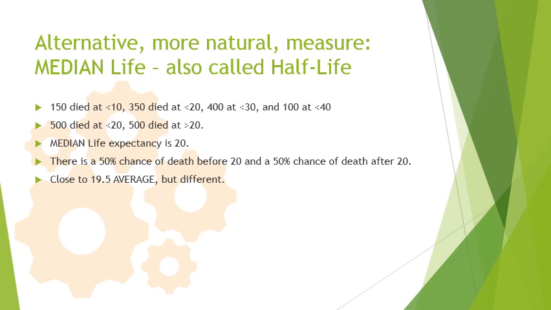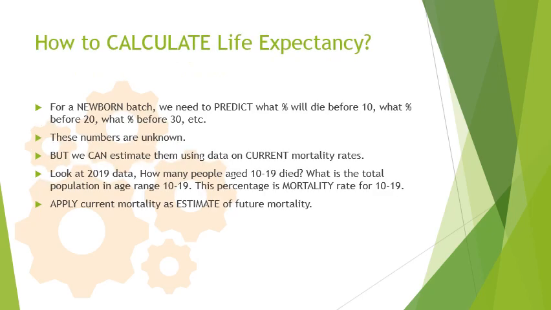This is the age at which about 500 people die by this date. So at age 20, 500 are dead and 500 are alive beyond 20. So this is a midpoint in a certain way. This is 20. It is close to the 19.5, which is the average life expectancy, but it is a different concept, the median life expectancy. So the question is, how do we calculate this number?